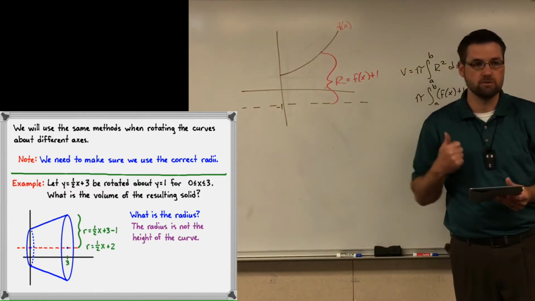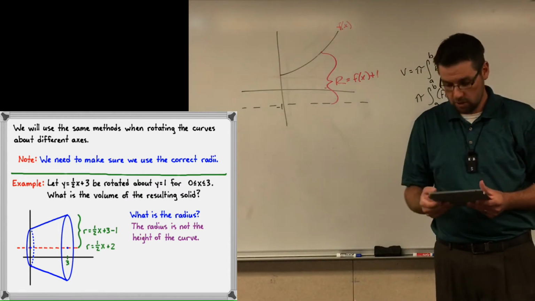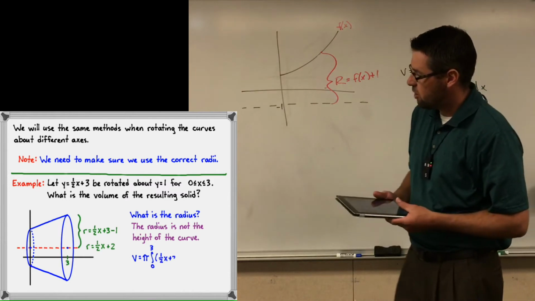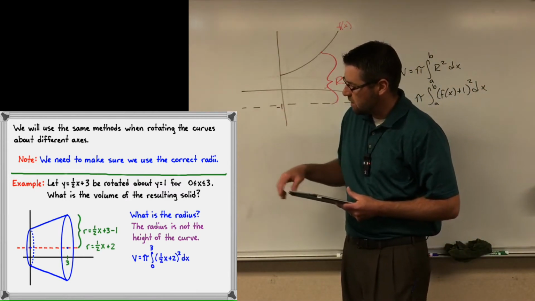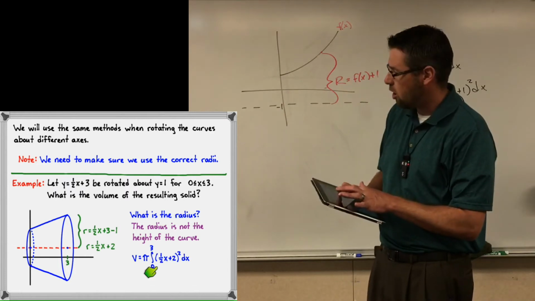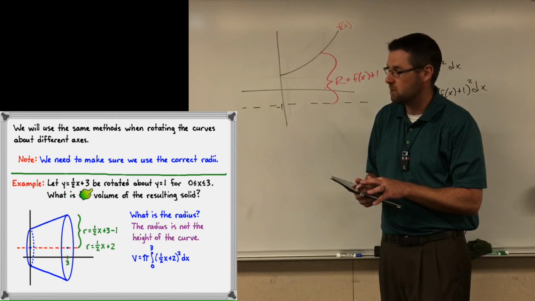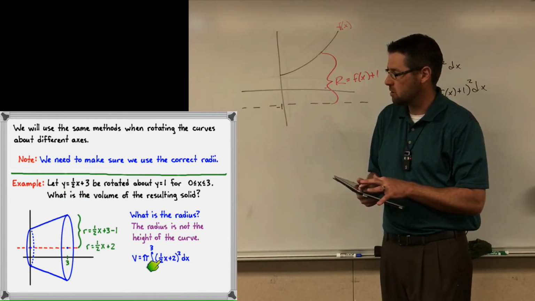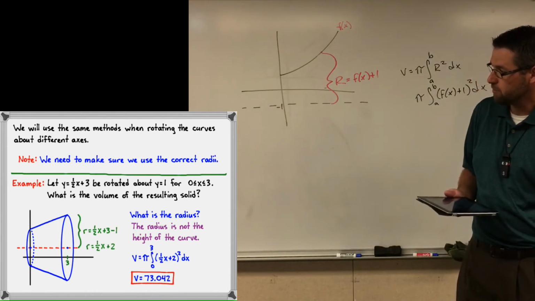Is this disk or washer? There's no hole in it, right? So it's disk. So it's volume equals pi times the integral from 0 to 3, because that's the limits I said. And then r squared, r is 1/2 x plus 2, not 1/2 x plus 3. And then we square it, because r squared. And then that works out to be 73.042.